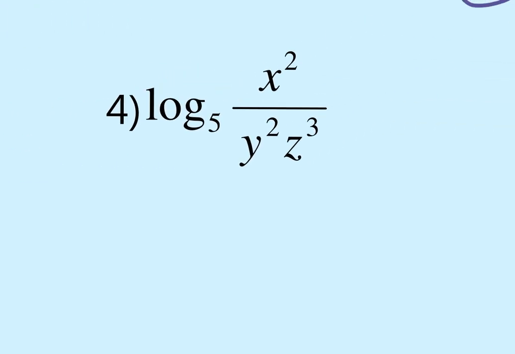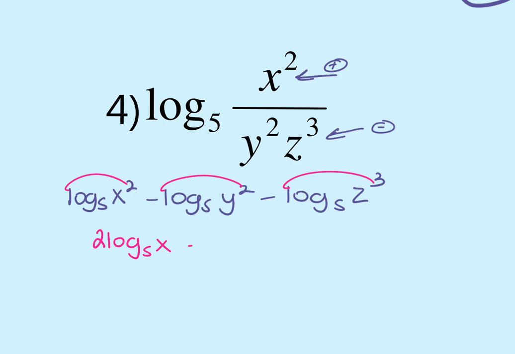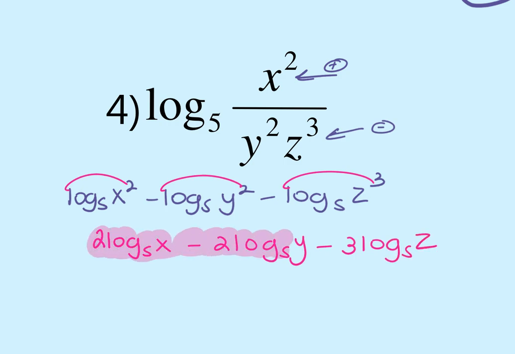Number 4, we're expanding. Remember, anything in the numerator is going to be positive and anything in the denominator is going to be minus or negative. So I'd get log base 5 of x squared minus log base 5 of y squared minus log base 5 of z to the third. And then all my exponents bump forward. So 2 log base 5 of x minus 2 log base 5 of y minus 3 log base 5 of z. Be careful not to lose the base on your logs when you expand.